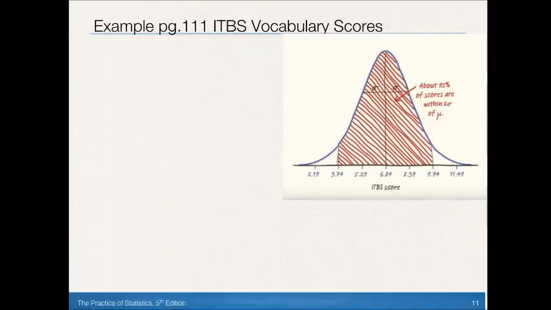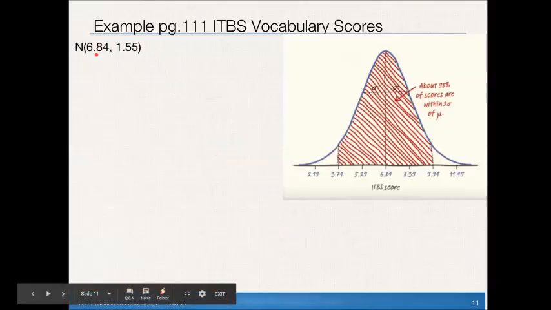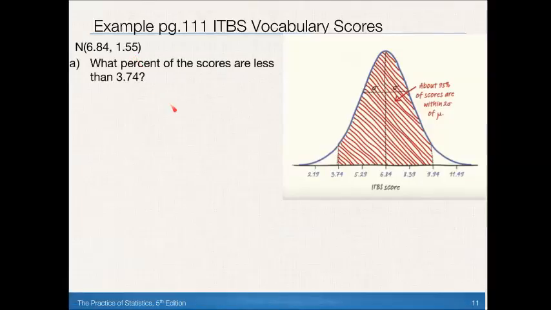Okay, so let's take a look at an example from page 111 in your book, and it has to do with the ITBS scores. The distribution for the 7th graders comes out to a normal distribution with a mean of 6.84 and a standard deviation of 1.55. First question: what percent of the scores are less than 3.74? So here we have a plot of the normal distribution. We have the mean of 6.84, which is right in the center of the curve. So how do you suppose they came up with these other numbers?